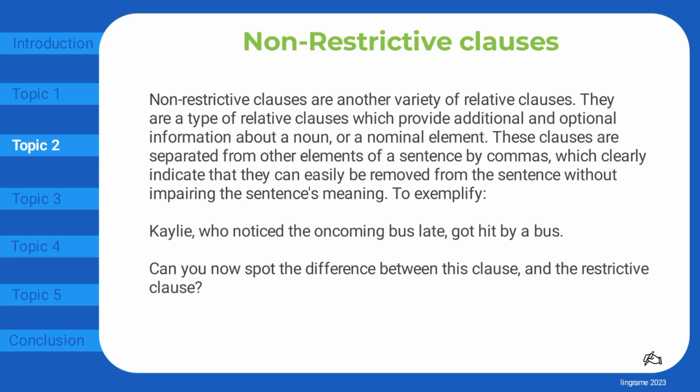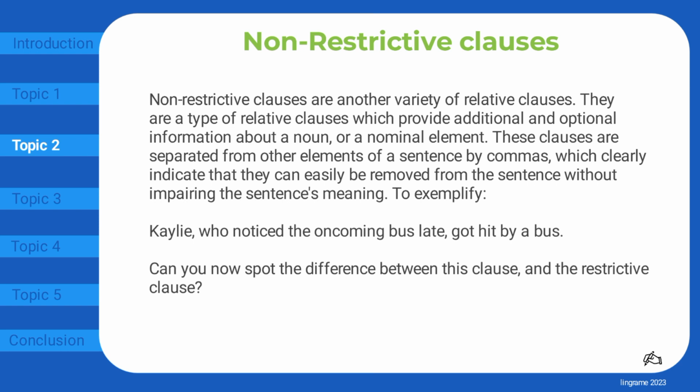Non-restrictive clause. Non-restrictive clauses are another variety of relative clauses. They are a type of relative clauses which provide additional and optional information about a noun, or a nominal element. These clauses are separated from other elements of a sentence by commas, which clearly indicate that they can easily be removed from the sentence without impairing the sentence's meaning. To exemplify, Kaylee, who noticed the oncoming bus late, got hit by a bus.